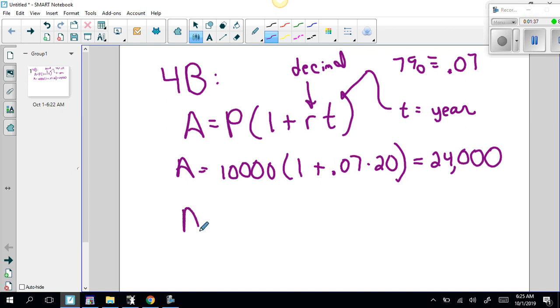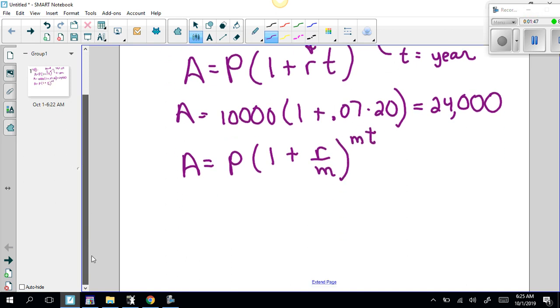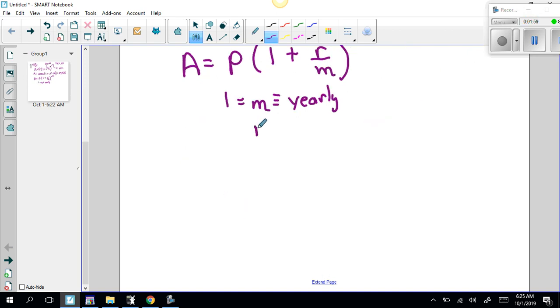Next is the compound interest formula, where M is the number of times it's compounded per year. So when compounded yearly, M equals 1. When compounded quarterly, that means 4 times a year.